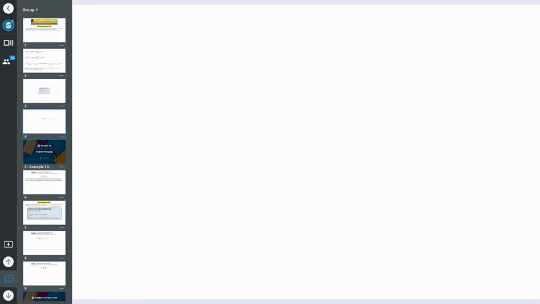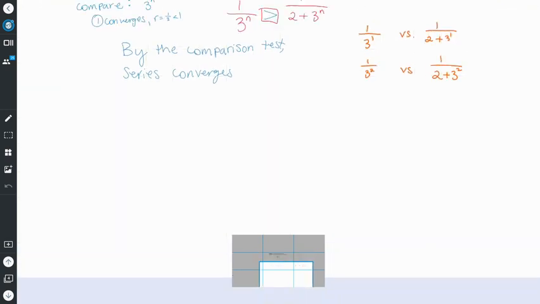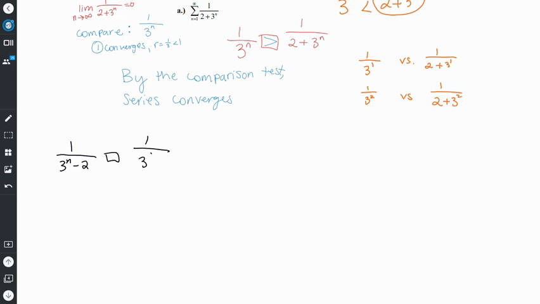Other questions or clarifications? Yes, Jesselyn. If you're ever adding on to the number in the denominator, then won't the comparison always be larger? What if it was 3^n minus 2? Let's see. What if it was in this form versus 1 over 3^n? Which one would be larger in that case? The one with the minus 2 would be larger, right? Yeah.